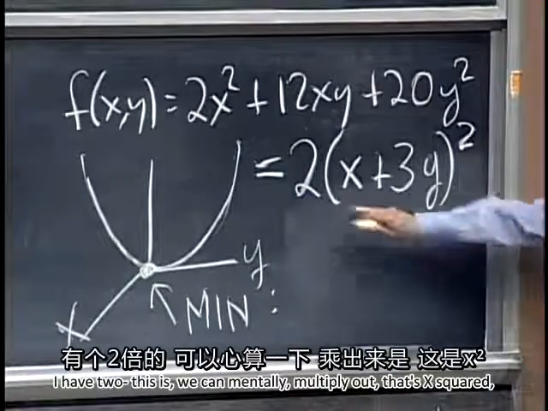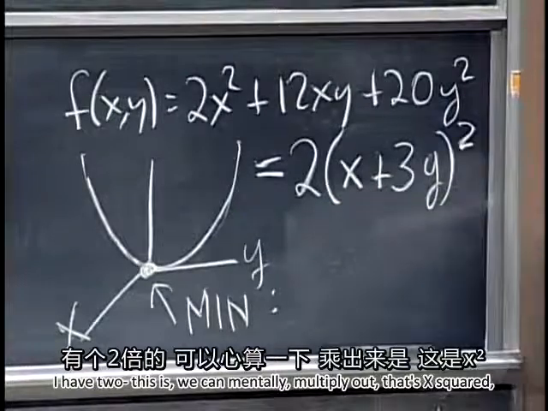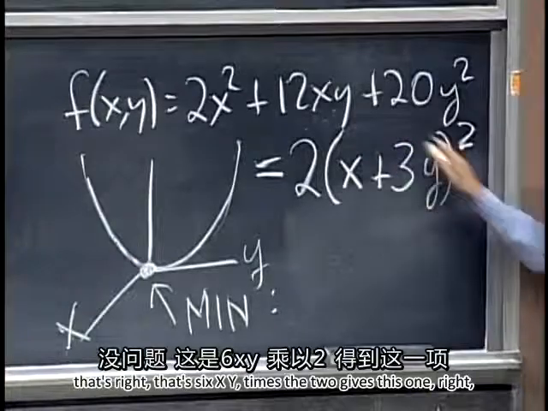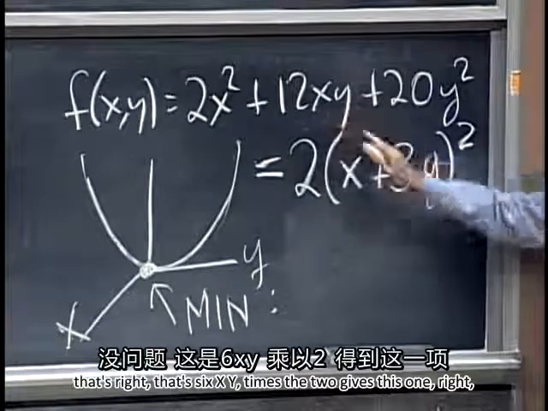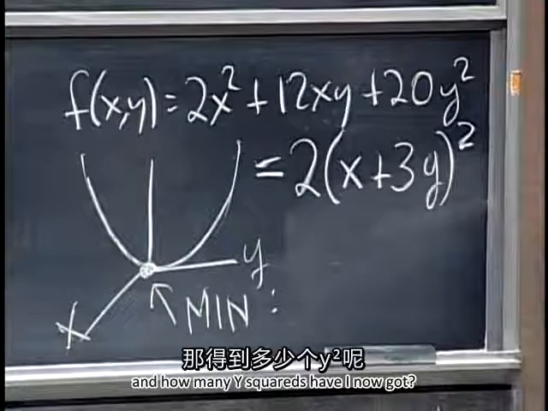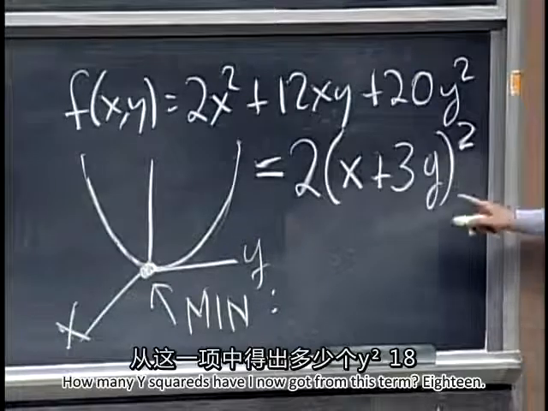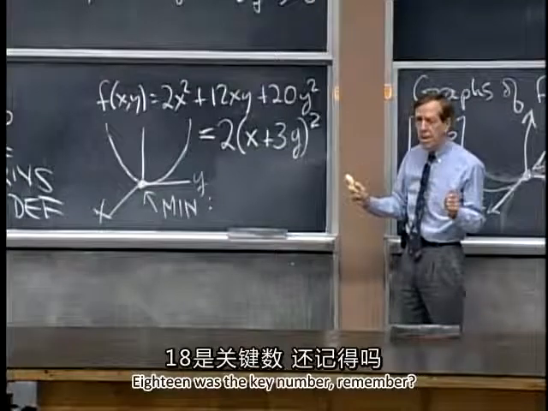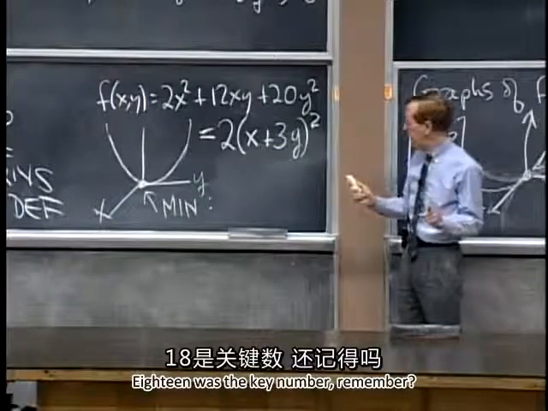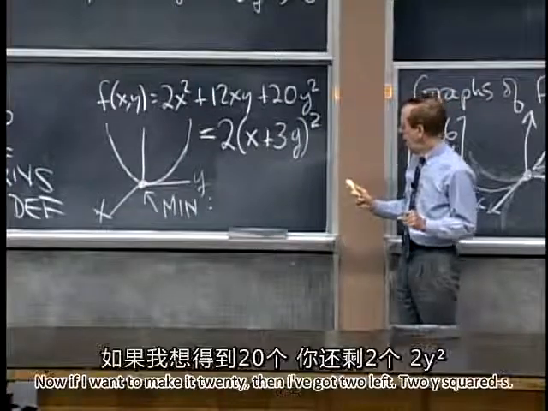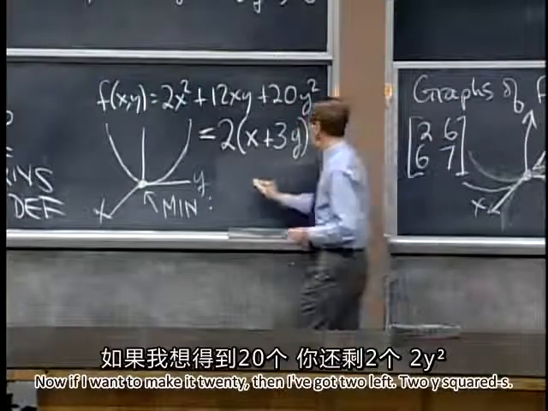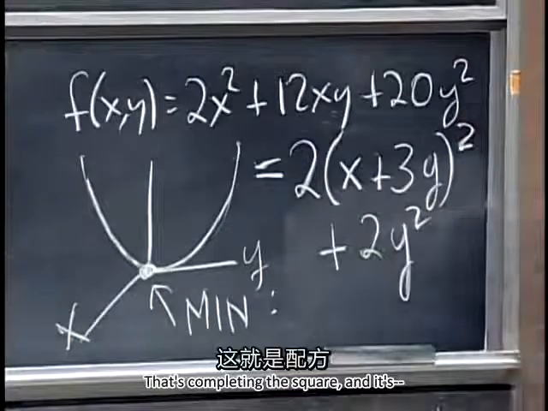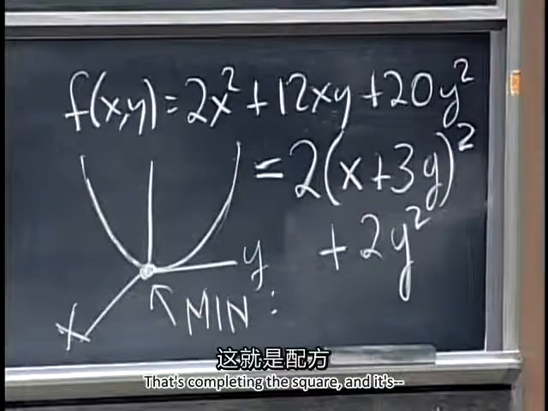I have 2. We can mentally multiply that out. That's x squared, that's right. That's 6xy times the 2 gives this one, right? And how many y squareds have I now got from this term? 18. 18 was the key number, remember? Now, if I want to make it 20, then I've got 2 left, 2 y squareds. That's completed the square.